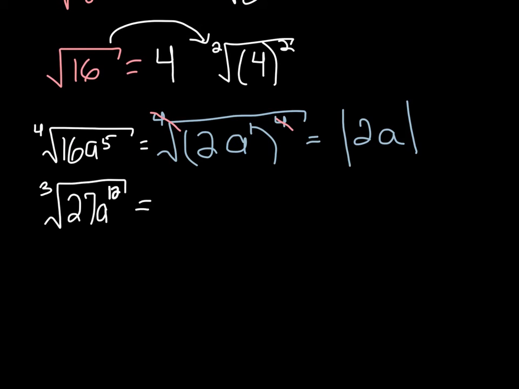In our next example, we're going to be taking the cubed root, which means we want this whole thing to be raised to the 3rd power. 27 is the same thing as 3 to the 3rd power. And a to the 12th is the same thing as a to the 4th to the 3rd power. Again, the radical index of 3 is canceling with the 3 as the exponent. But since it's an odd number, our final answer is just 3a to the 4th. We don't need the absolute value symbols.